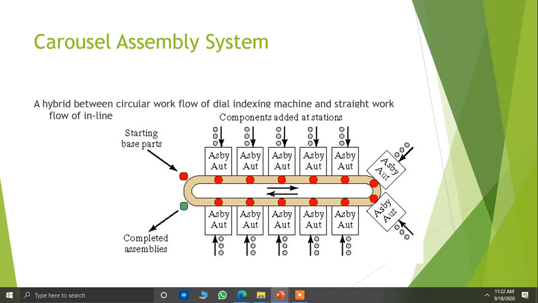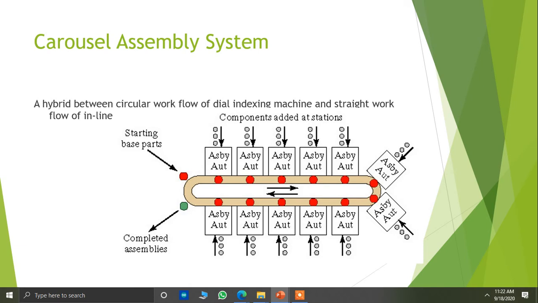I have already told you about the carousel system. The carousel system is a kind of hybrid between a circular and a dial indexing machine, where your raw material is fed to the input of it. So your conveyor belt is more cyclic in nature. In most cases, this is a dual rotary. That means finished parts will be moving on one particular conveyor belt, and unfinished parts on another conveyor belt. But in most cases, this is a synchronized workflow.